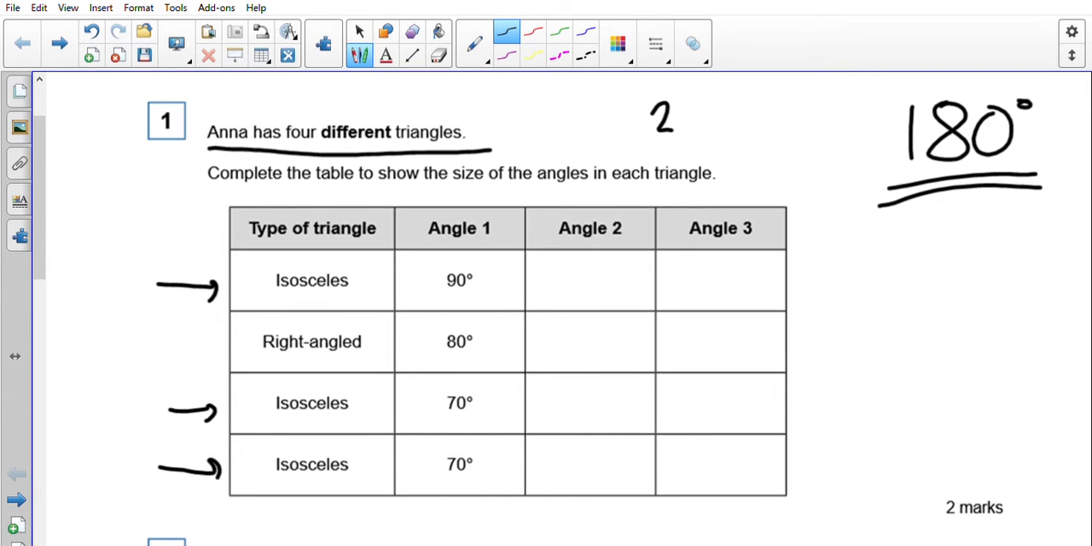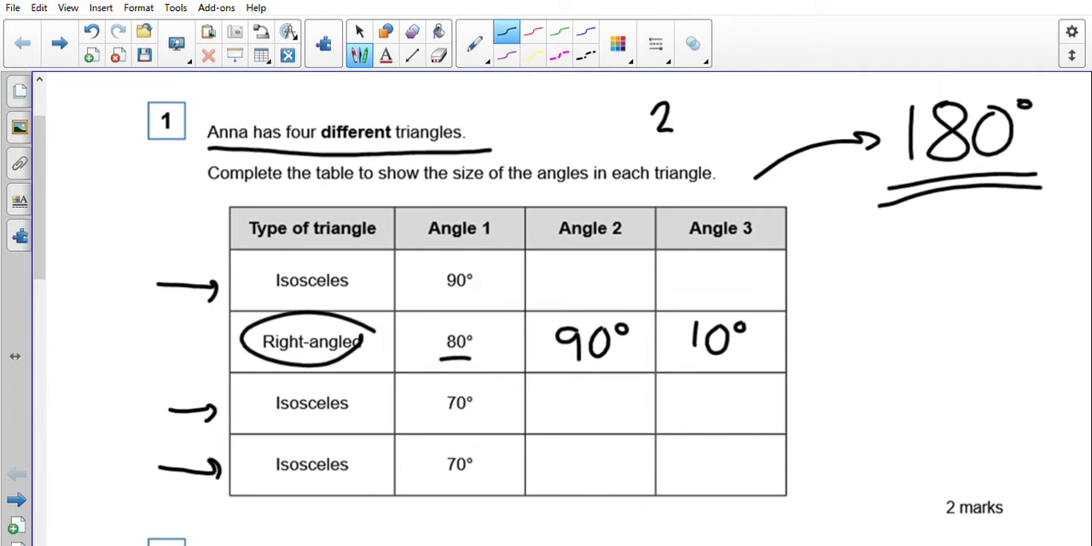Okay, the other thing that I can spot here is a right angle triangle. All of my angles in a right angle must be a right angle, must be 90 degrees. This one's not, so I know that that one's going to be. Knowing that all angles inside a triangle must add up to 180, 90 plus 80 gives me 170, which means my angle 3 has to be 10. So we've dealt with one of them.